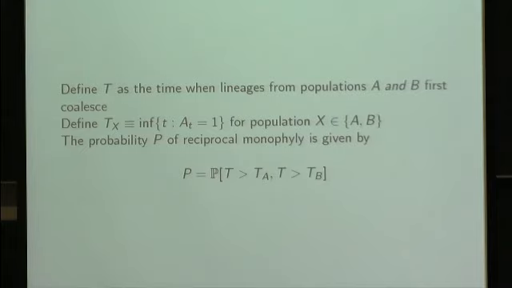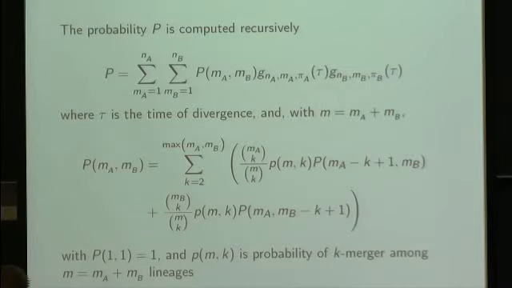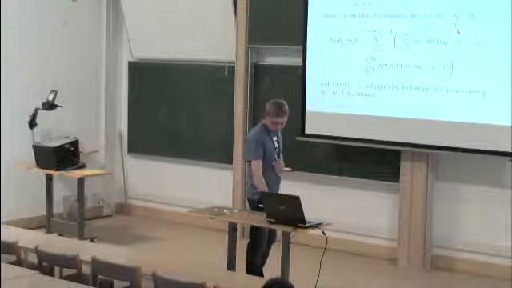So here I'm just representing the probability of this reciprocal monopoly, when the most recent common ancestor in both populations is reached before there's coalescence between the populations, and it's just convenient to represent it in this way. It's just computed recursively. We don't derive any large sample approximations, so we just compute it recursively, and that's straightforward. I'm not going to waste time on this right now.